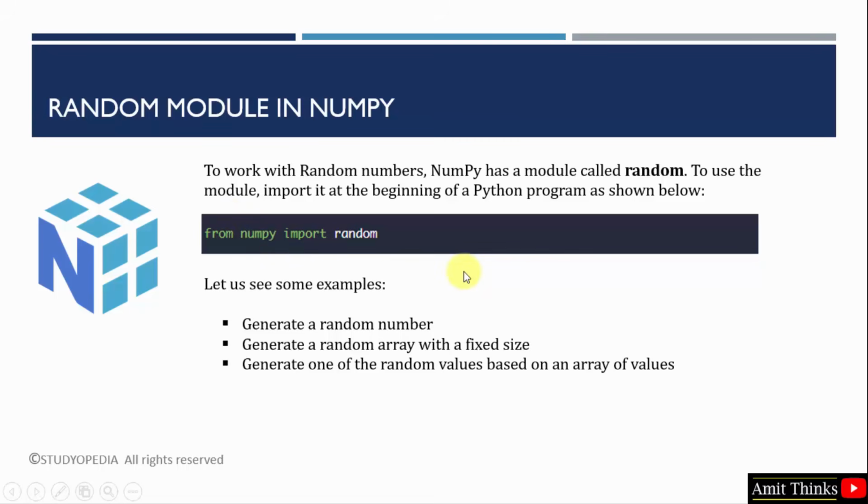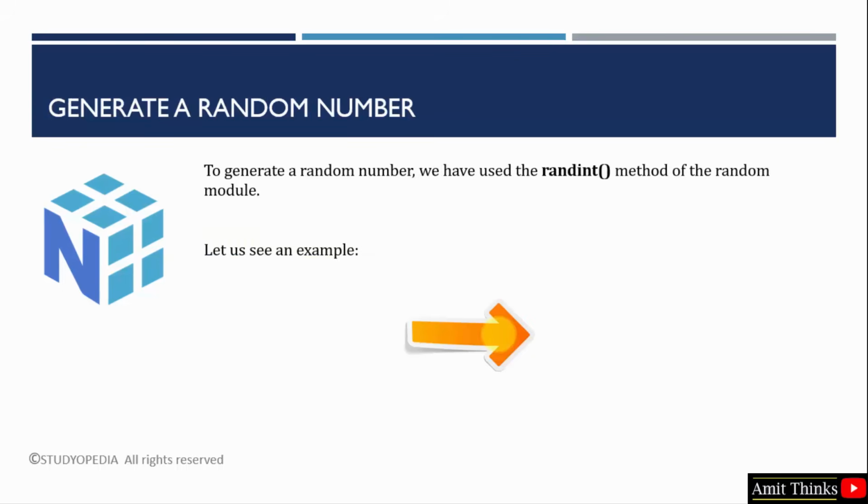So in this video, we will see the following examples. First, we will generate a random number. Then we will generate a random array with a fixed size. And in the end, we will generate one of the random values based on an array of values. Let's begin. So first we will generate a random number using the randint method of the random module. So let us see an example.